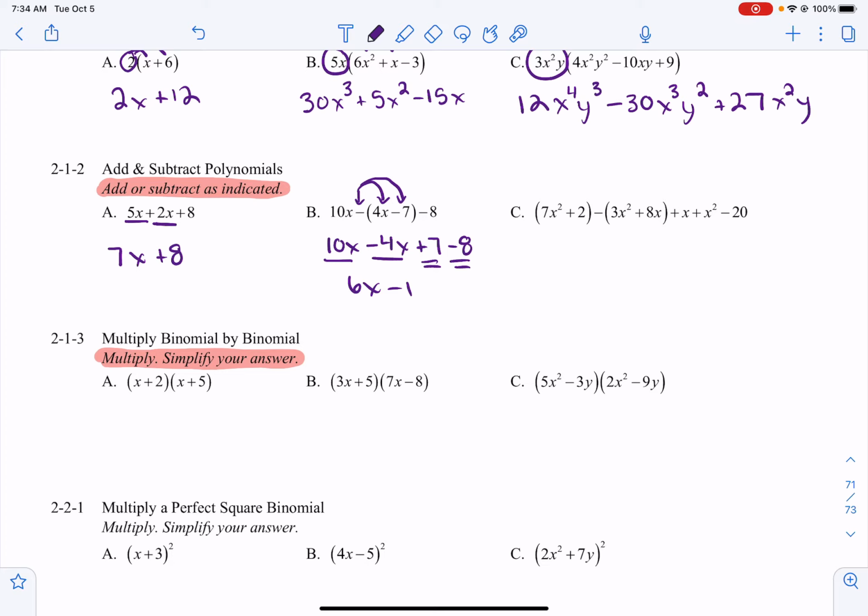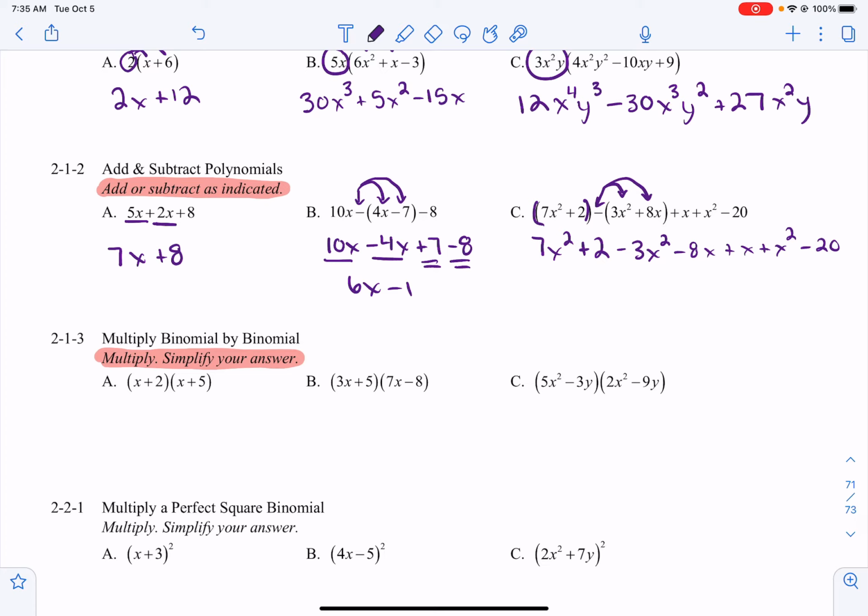Okay, part C, it looks like everything is being added or subtracted. So I can just start simplifying my parentheses as I go. So this first set of parentheses right here, nothing changes. It's still 7x squared plus 2. But I've got a negative in front of this set. So I need to change this 3x squared to a minus 3x squared, and this plus 8x to a minus 8x. And then I have a plus x squared, and a minus 20. It's a lot of numbers going on.